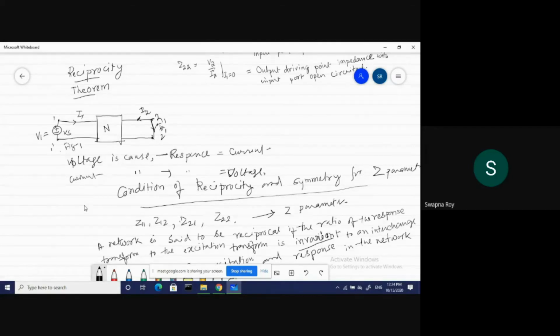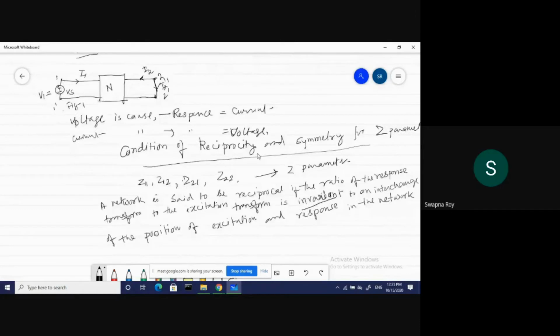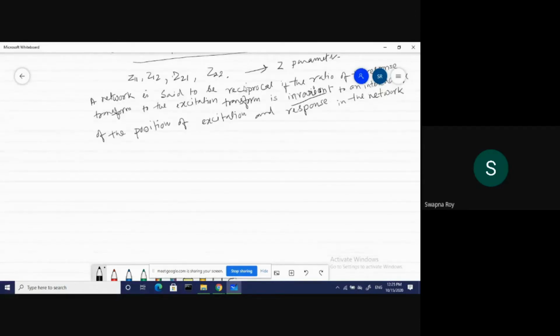So remember that you have to draw this figure properly. Better I will draw the figure again, otherwise here we have to derive.